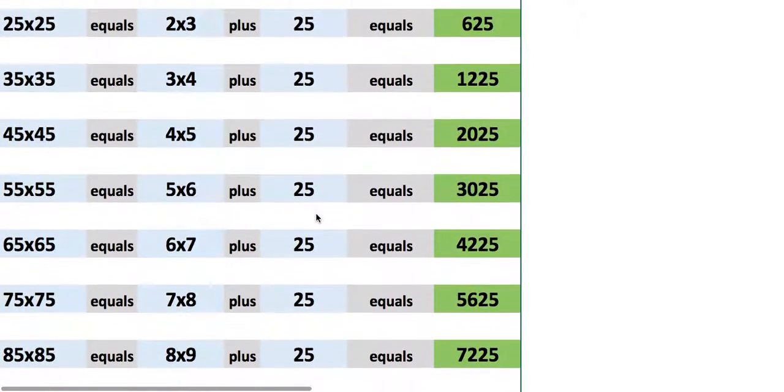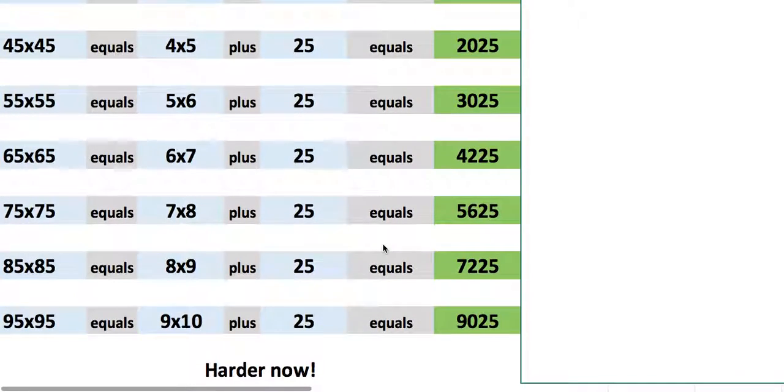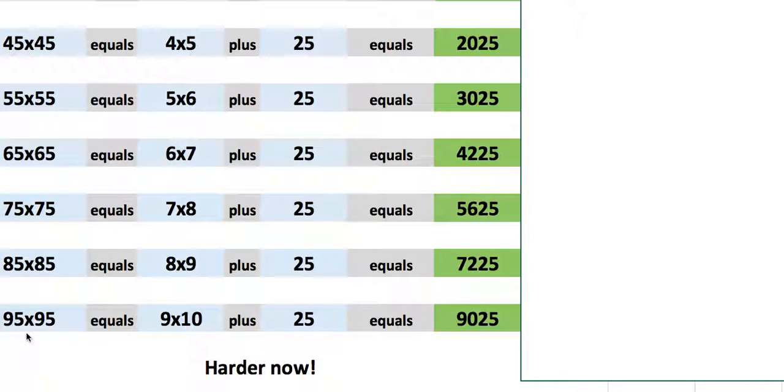And as you can see, this is going to work all the way down to 95, and it continues to work above that, but I'm just going to stop at 95 for simplicity's sake. So just another one, for example, would be 65 times 65. You're just going to do the 6, because you got rid of the 5, go up 1, 6 times 7, which is 42. Add the 25, 4225. And this works even farther down. 95 times 95, it's going to be, get rid of the 5, 9, go up 1, 10. 9 times 10 is 90, plus 25, 9025.